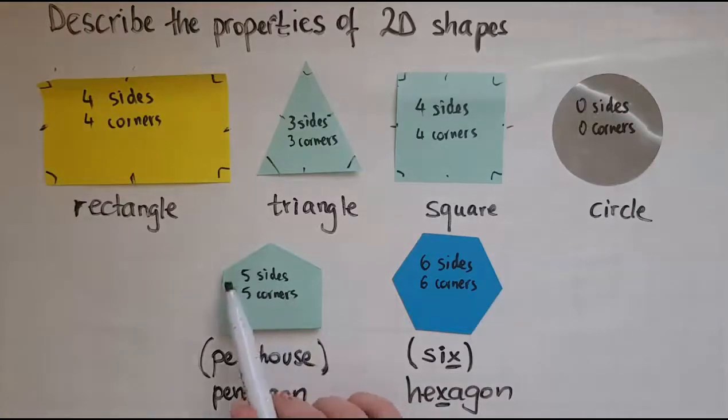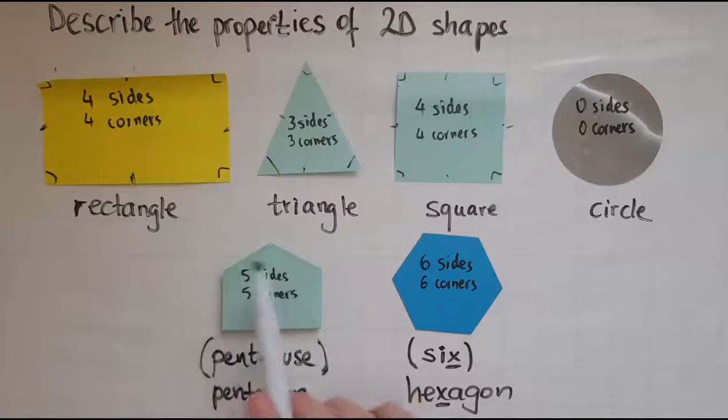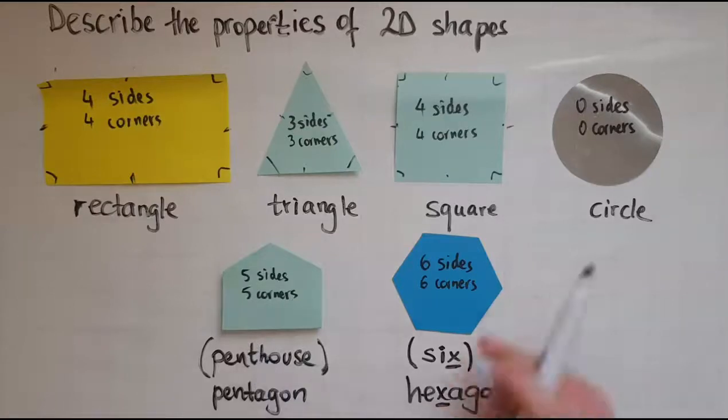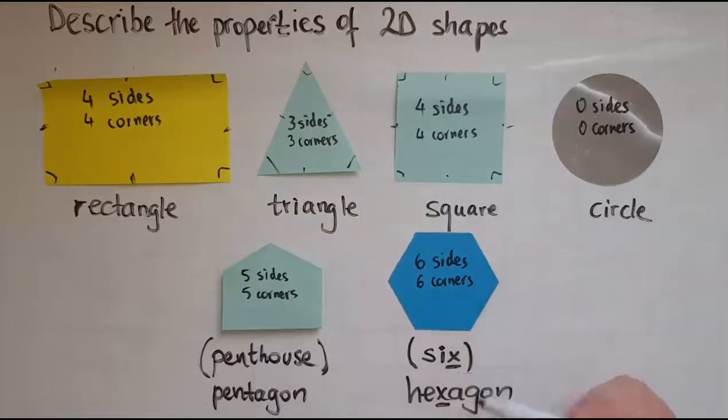So if you remember that a pentagon is like a penthouse, it has these 5 sides. That means that you can remember that it has 5 corners as well. A hexagon has 6 sides and it has 6 corners as well. Now the next thing we'll look at is the angles. What type of angles does this have?